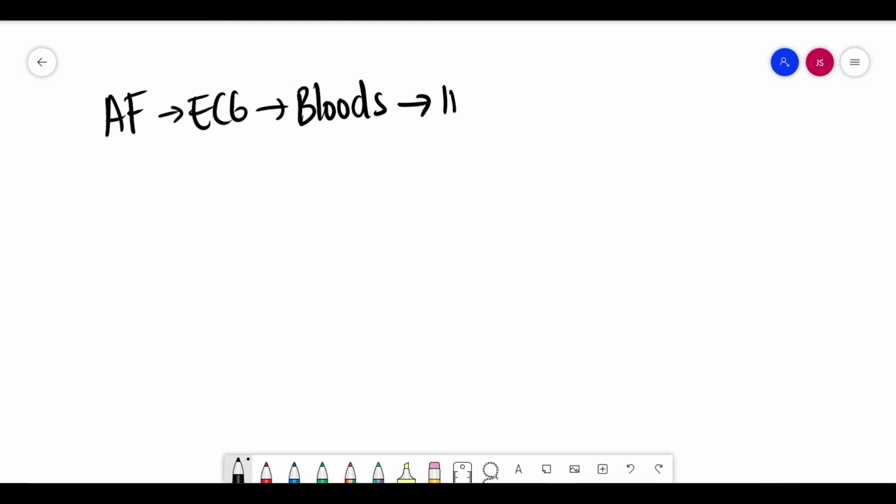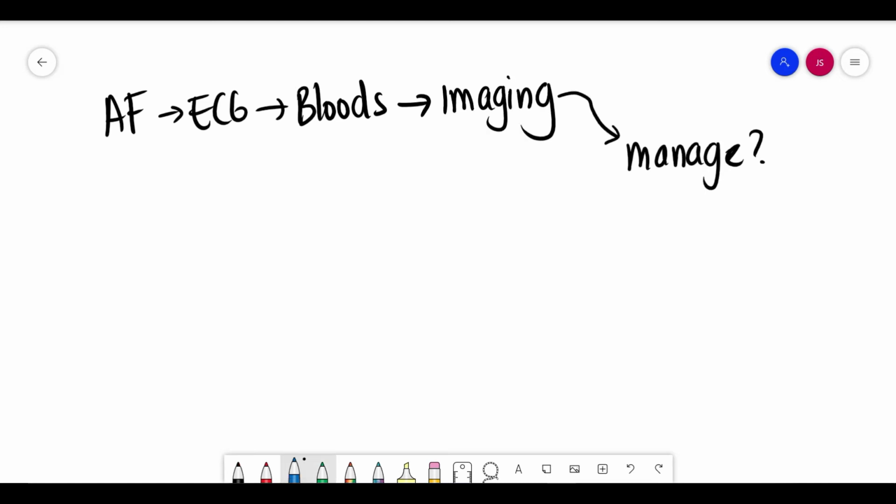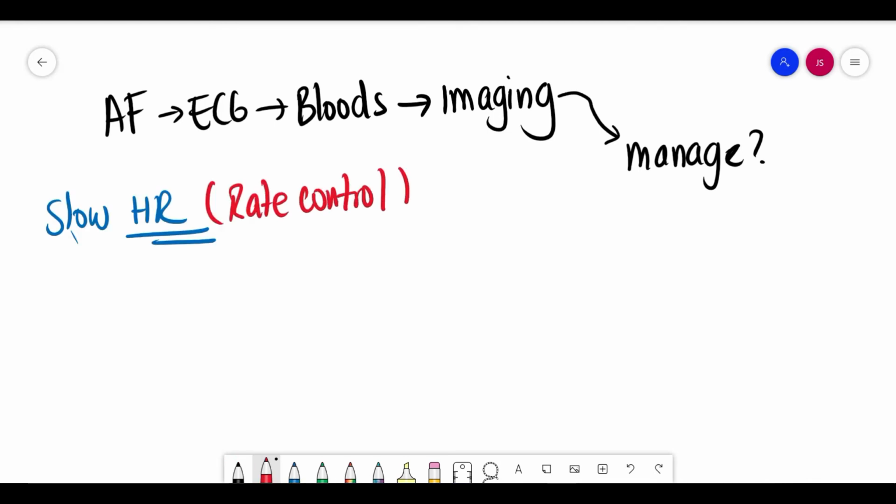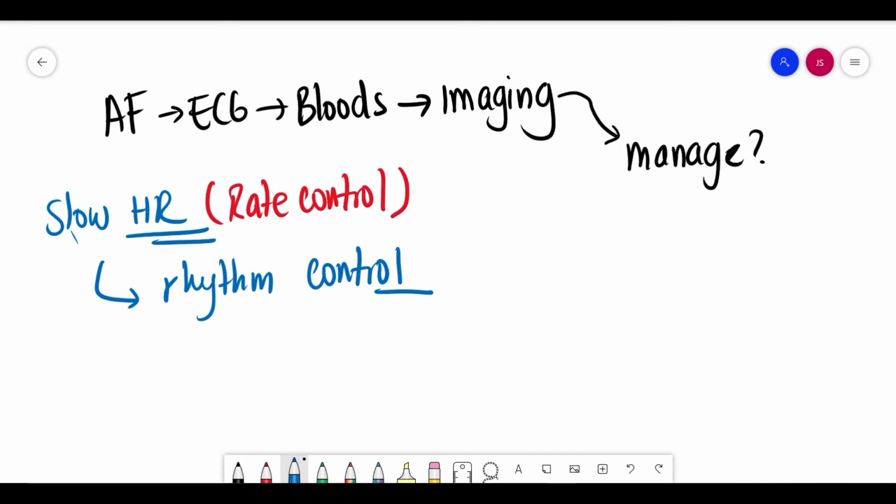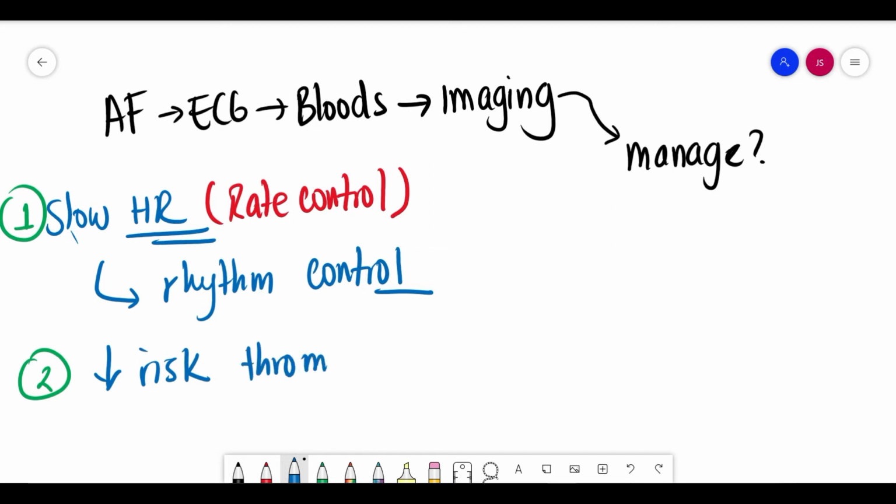So we have a patient with AF, ECG, bloods, and imaging. How are we going to manage? So we're going to do a bit of rate control. Now if rate control doesn't work, then we can move on to rhythm control. In some cases, you could use this as a first line, but first you should be going for trying to slow the heart rate, and second, decrease the risk of thromboembolism.